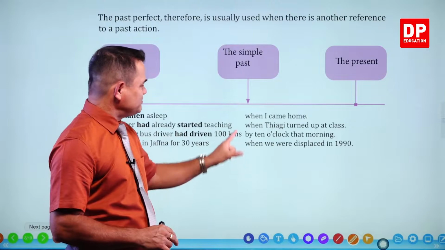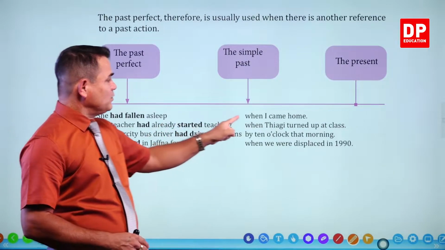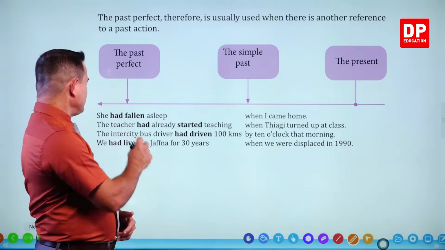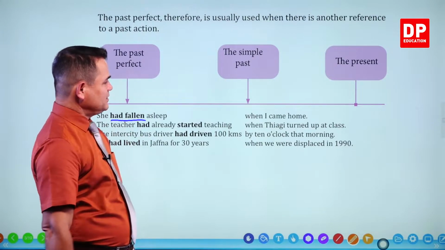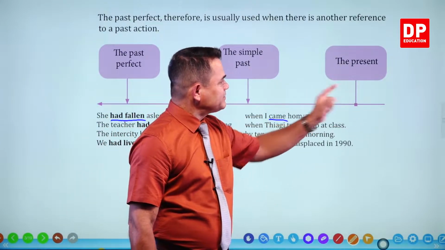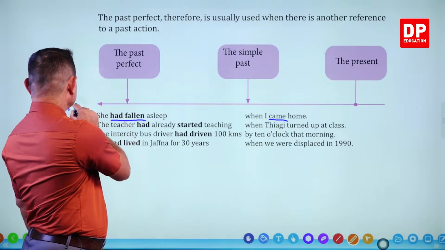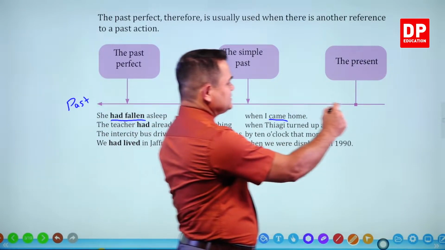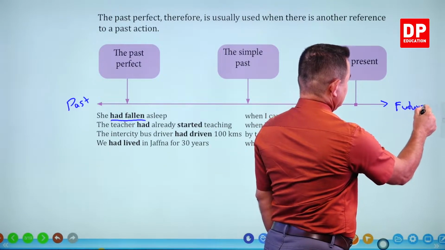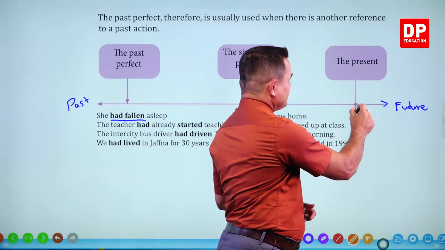This one, simple past. Simple past says, when I came home. That means she had fallen asleep when I came home. So then there are two actions there. What are they? One is had fallen. The other one is came. And this is present. So if it is a timeline, this side is past. Towards this is future. මේ පැත්තට යනකොට අනාගතය, මේ පැත්තේ අතීතය, right. So this is now. මෙතන තියෙන්නේ දැන්, present.